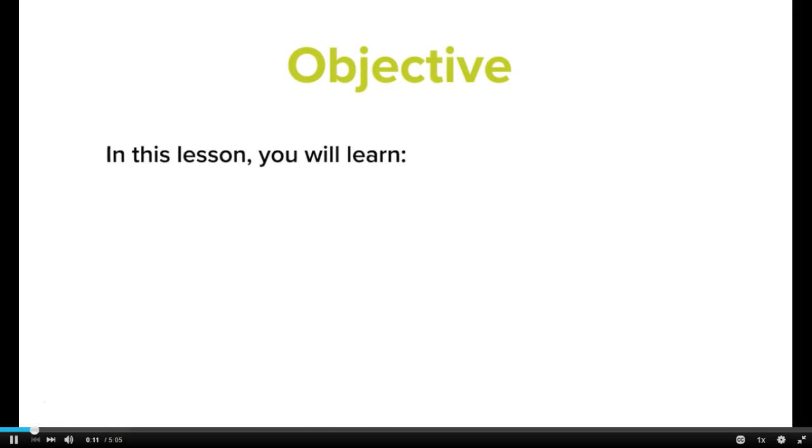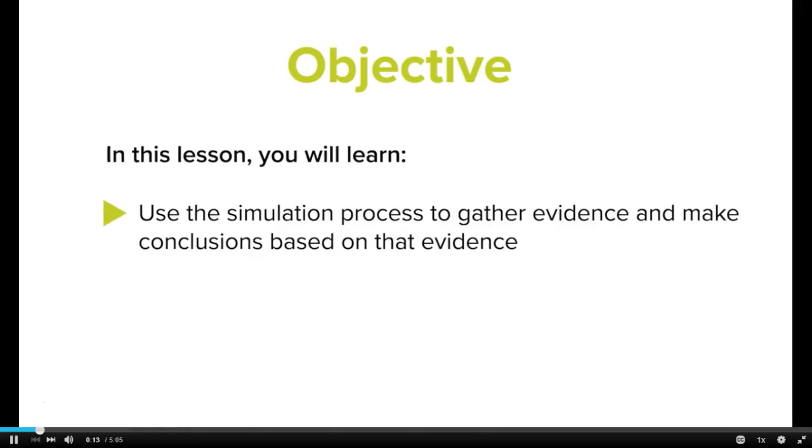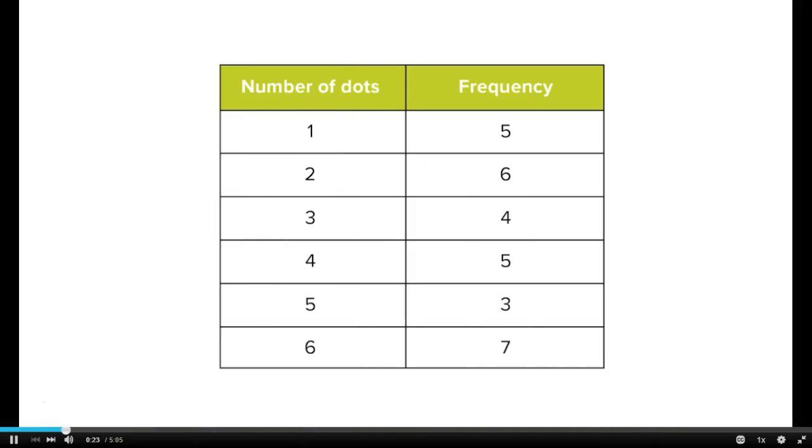In this lesson, you will learn to use the simulation process to gather evidence and make conclusions based on that evidence. A fair die implies that each side is equally likely to occur. Let's take a look at one side and run a simulation to determine the range of outcomes for 30 rolls. In other words, would it be unusual to get results like ours in this chart if the die were fair?